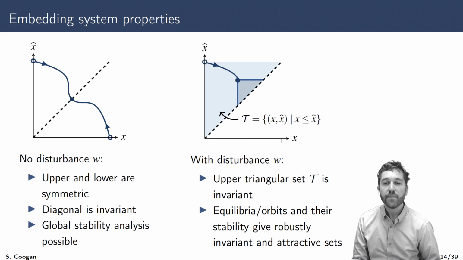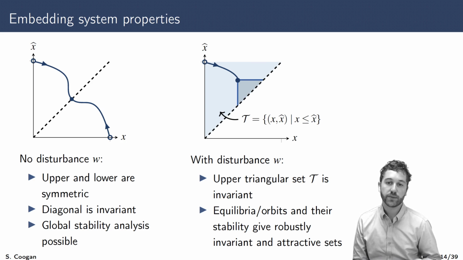In fact, the embedding system has several interesting properties that we'll explore in a bit more detail. First, in the case where there are no disturbances, the embedding system exhibits a symmetry property whereby trajectories above and below the diagonal are symmetric. The diagonal itself reduces to 2 copies of the original dynamics, and this set is invariant. These properties lead, for example, to sufficient conditions for establishing global stability of an equilibrium point.